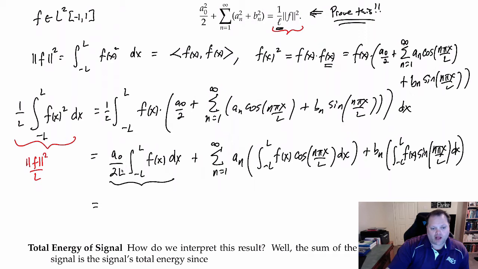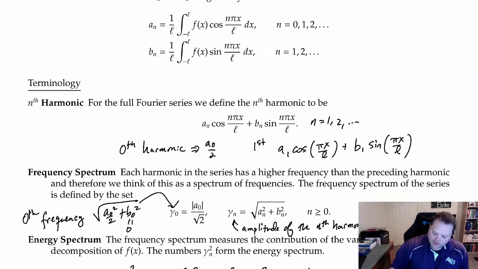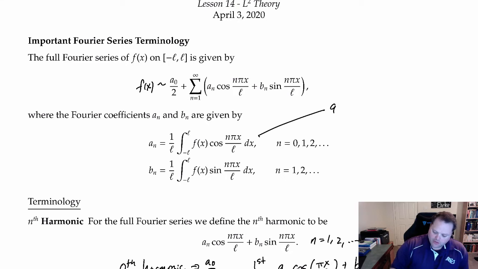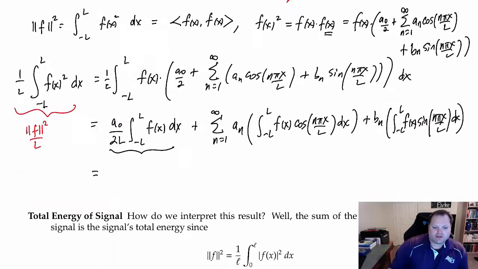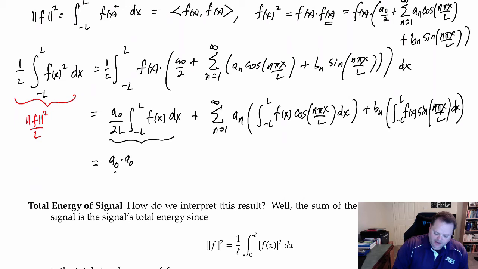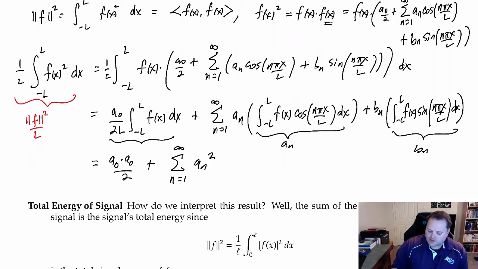The 1 over L integral from minus L to L of f of x, that's just a naught. So if you look at the way these are defined, go back here to our Fourier series, a0 would just be 1 over L integral from minus L to L of f of x dx. So that means if we look at this, this is really a naught times a naught over 2 plus the sum. N goes from 1 to infinity, a n, and then what is this? This is just another a n, right? If you go and look, this is the formula for the coefficient a n. So we have 2 a n, so that's a n squared. This is the coefficient for bn, so that's bn squared. And voila, we've got exactly what it was that we needed to prove.